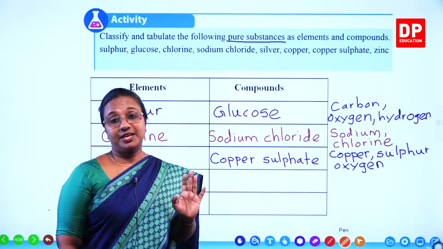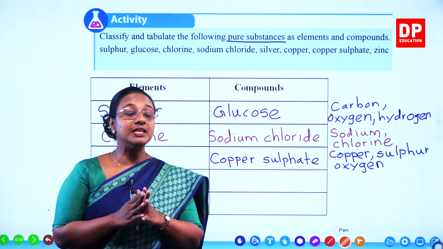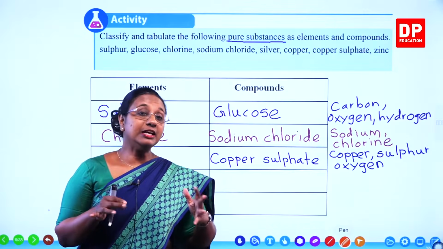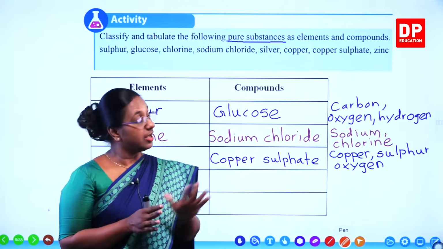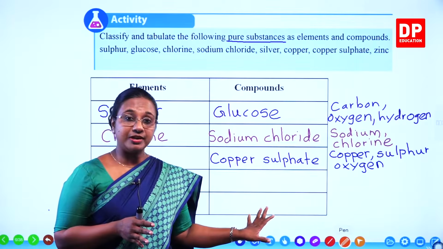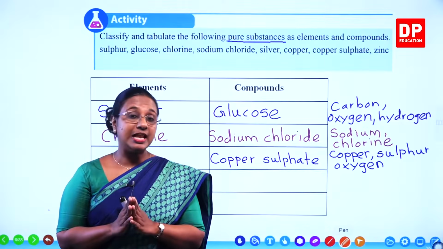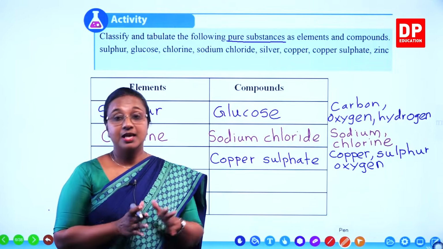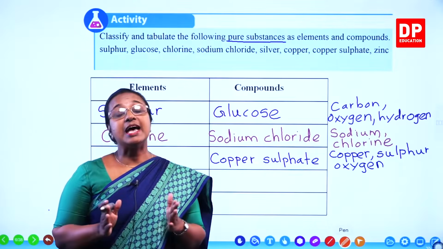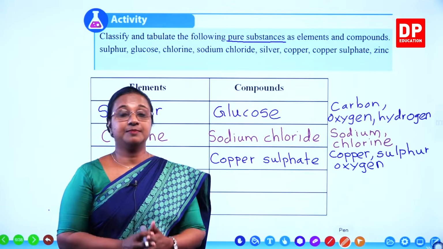With that classification, now that you are familiar with these substances, it's better if you can have an idea as to how they look like. You might have seen some of those already, but we will go to the lab and try to look at all these substances, the elements as well as the compounds.